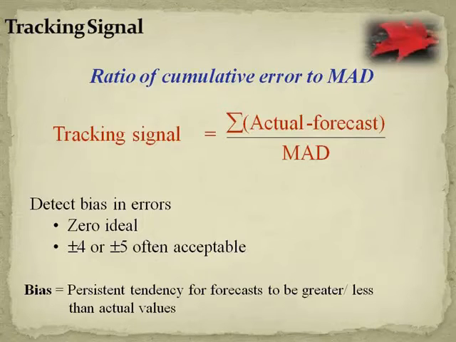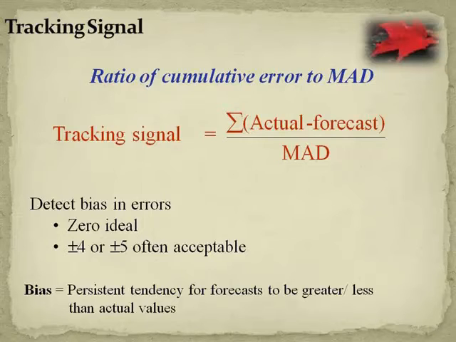So tracking signals is shown here, and the formula for tracking signals is the sum of all the errors divided by the mean absolute deviation. So when we use the word bias, what we are referring to is, do you have a tendency to over forecast or under forecast? Do you have a tendency of making a mistake in the same direction each time? So a tracking signal of 0 indicates that you have no bias.